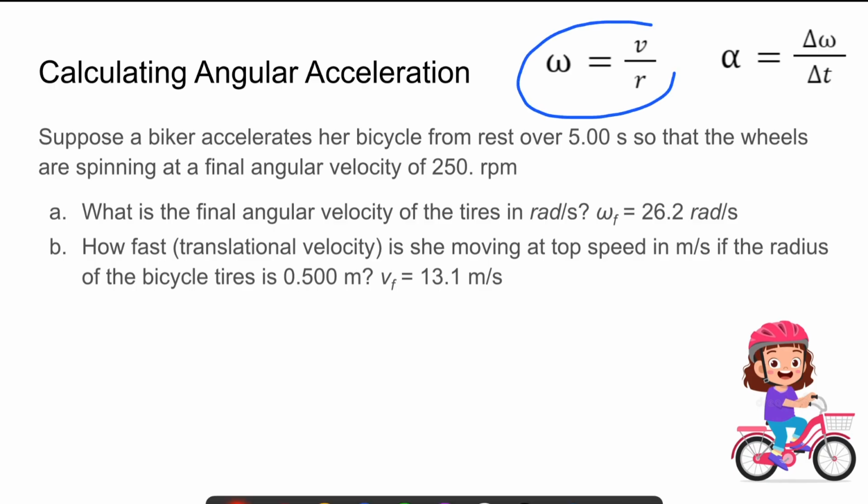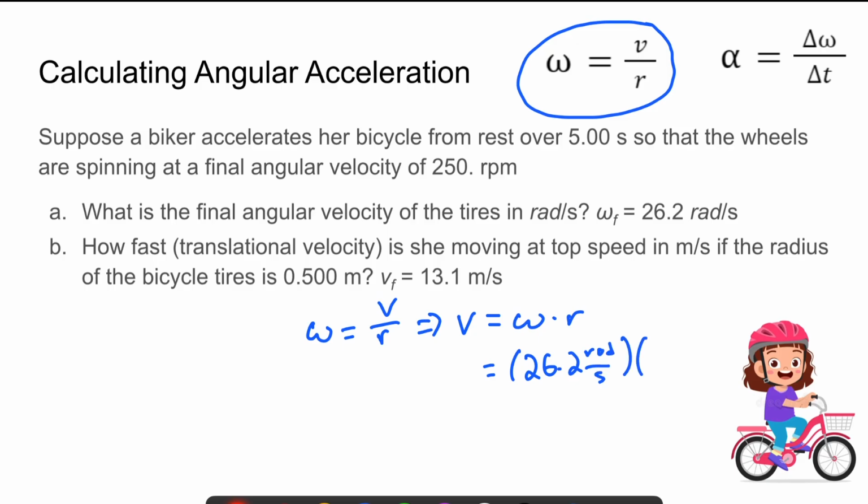And we have a relationship between angular velocity and translational velocity, and that is that our angular velocity equals translational velocity divided by radius. And so if we want to find our translational velocity, that's angular velocity times radius. We found 26.2 radians per second times a radius of 0.5 meters, which gives us a final velocity of 1/2 of 26.2, or 13.1 meters per second. Again, because we have meters in the numerator, seconds in the denominator, and radians aren't really units.